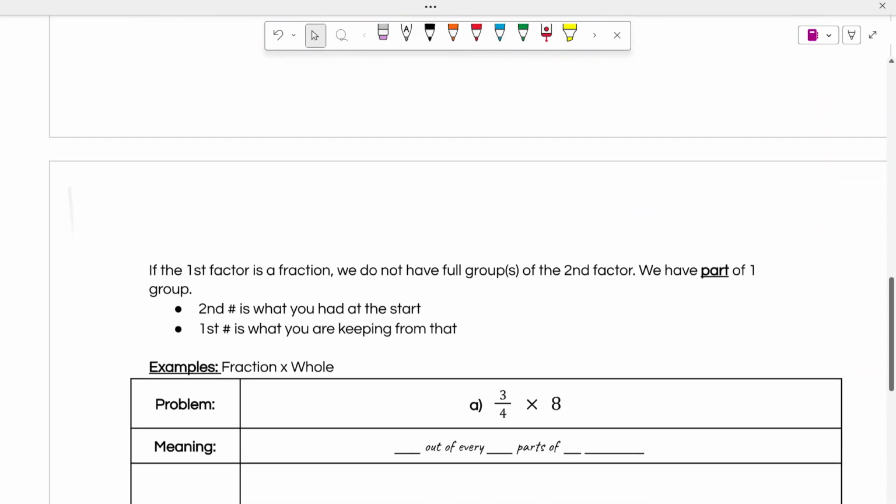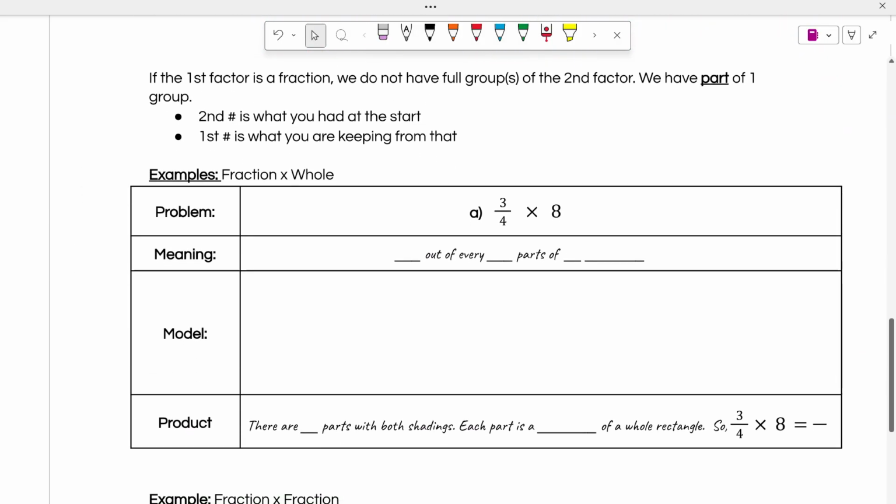All right. Now, if our first number is a fraction, a fraction is part of something. So we can still think about this idea of groups, but if we have that fraction, it means that we don't have full groups of that second factor. We'll have part or parts of one group of that. Now you want to remember that the second number you can interpret as what you have at the start, and then the first number is what you're keeping from that. How many parts of that are you keeping?